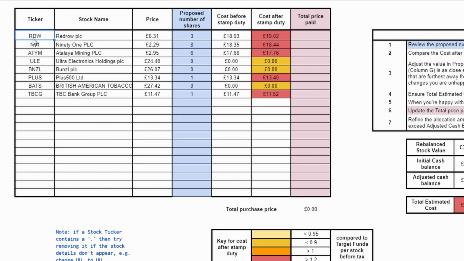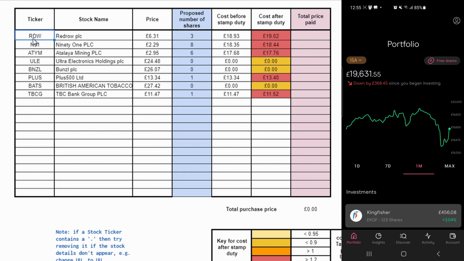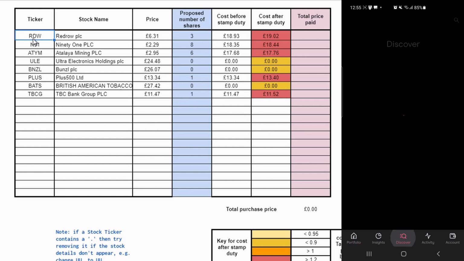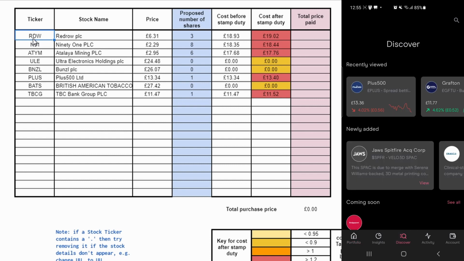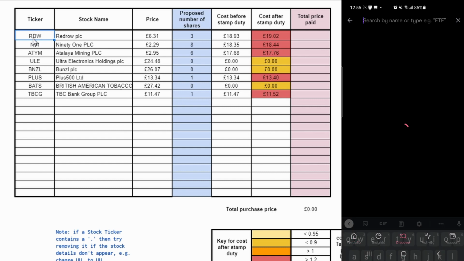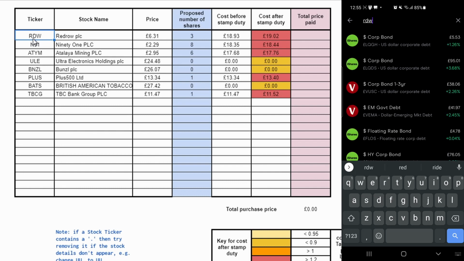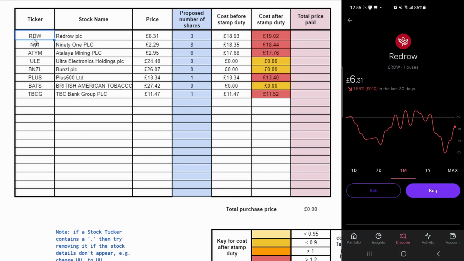So the best thing to do is simply to go onto your broker platform, go through the process of trying to buy one of these stocks. So let me show you what I mean. So here I am on the Freetrade platform, and I'm just going to quickly whip through these stocks to see if I can buy them. So what I'm going to do is I'm going to search for RDW. Redrow. Yep, I can buy that.